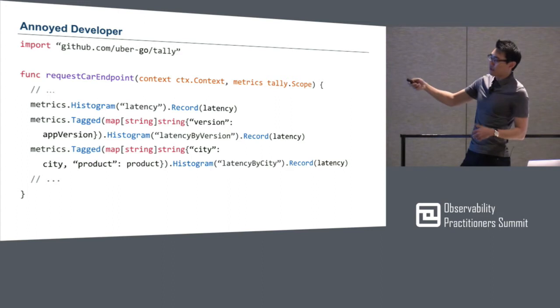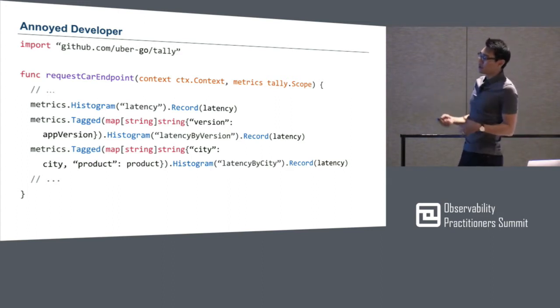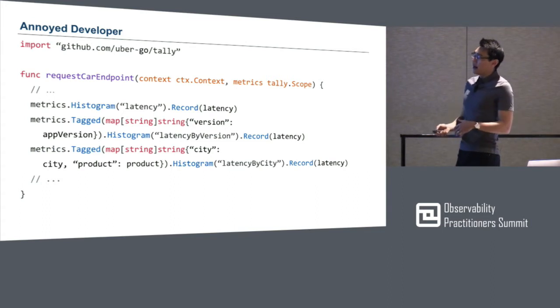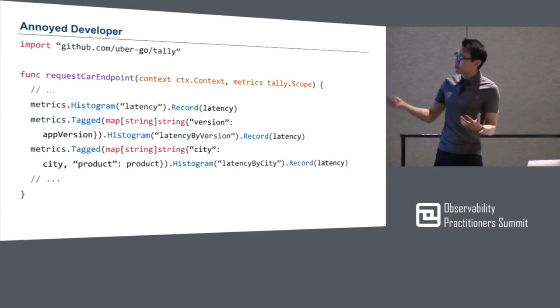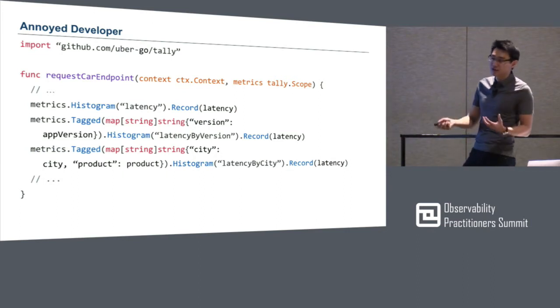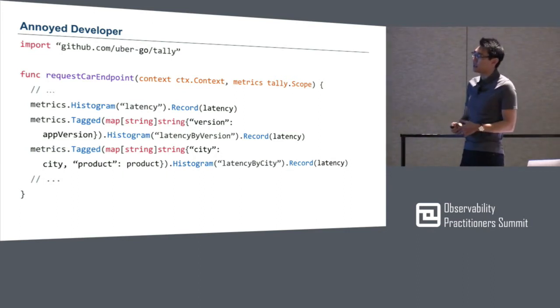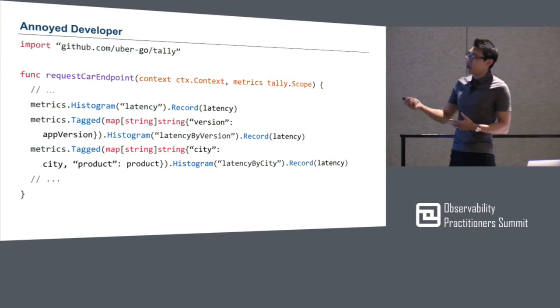So you can see here, for the 3 use cases I put up earlier, we're just emitting 2 more metrics without all the other tags. And here you also notice that I'll probably have to change the name of the metric. So it's latency by version or latency by city, so that I don't have a namespace clash or something like that, right? So this is possible, but it's quite annoying to do this, right?